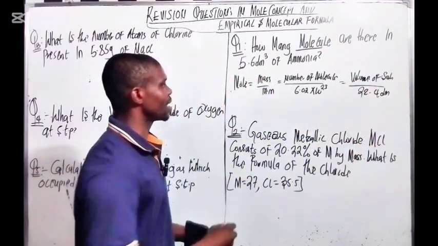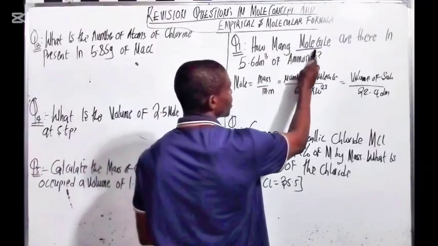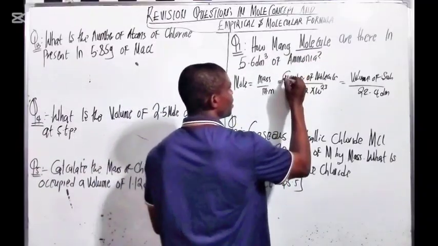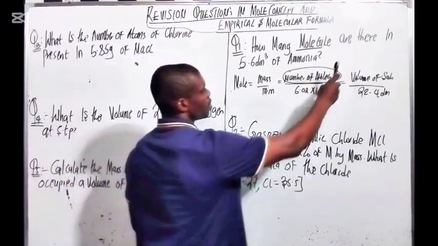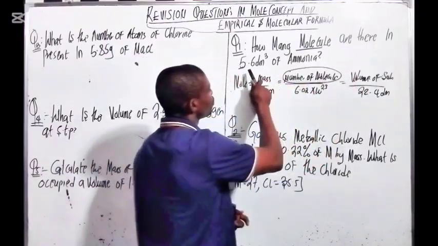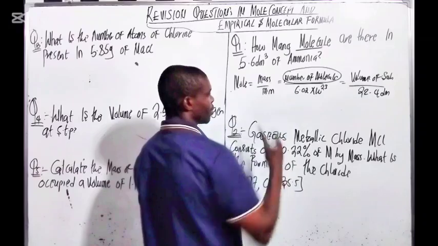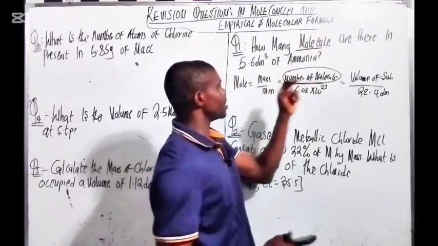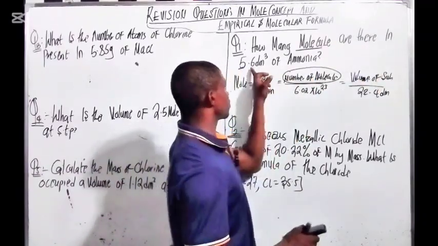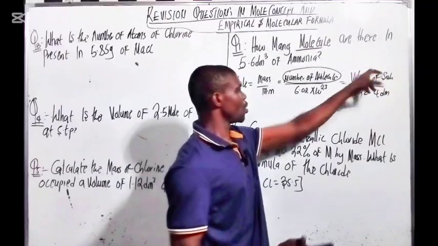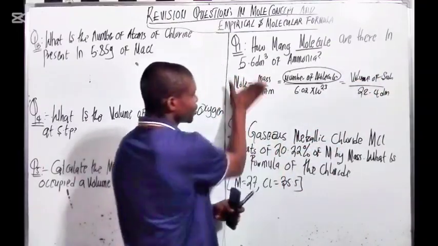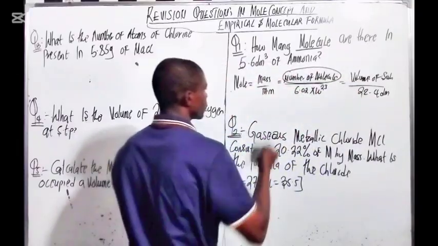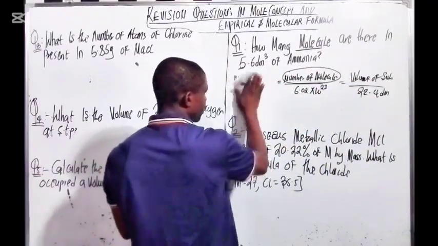Now, if you look at the question here, it says how many molecules are there? So they ask you how many molecules are there in 5.6 dm cube of ammonia here. They gave me the volume of the substance, 5.6 dm cube. So I want to use this equals this, as easy as that. I don't need this one here, so I wipe it.